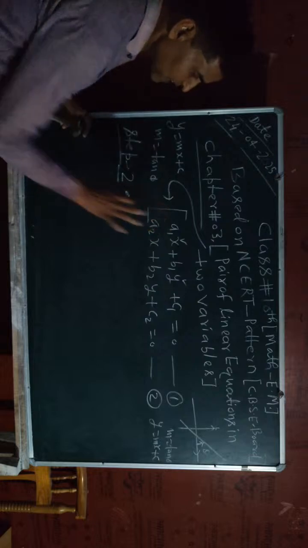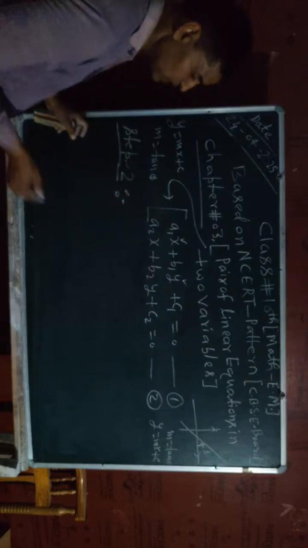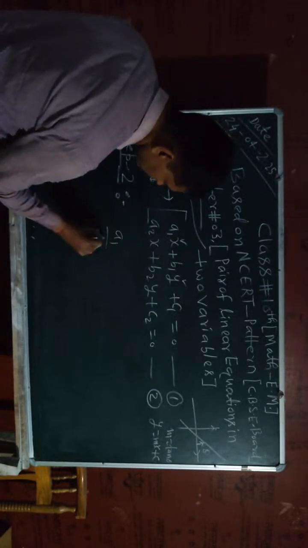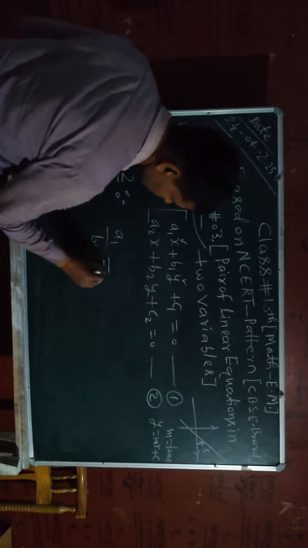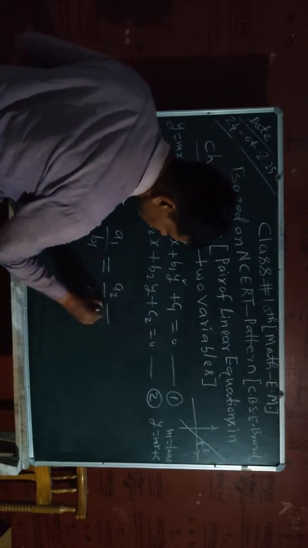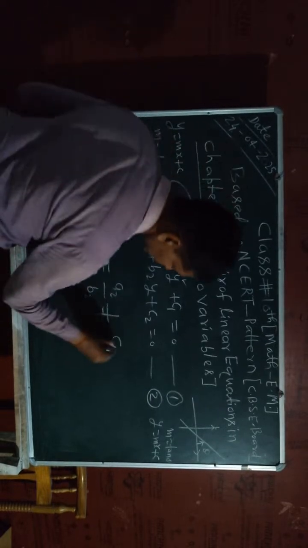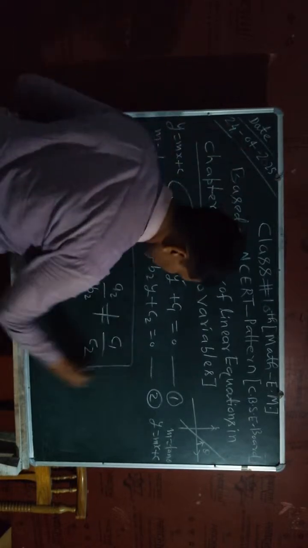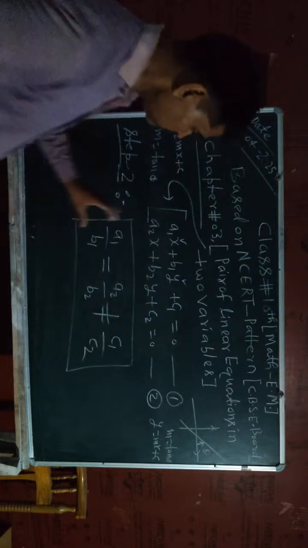If both lines are available but have no solution, in that case I have to remember this one: a1 divided by b1 equals a2 divided by b2, not equal to c1 divided by c2. This is step number 2, and we have to remember it.